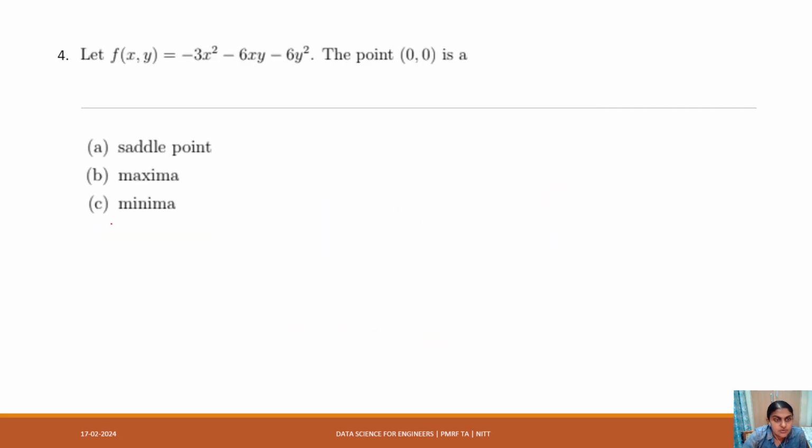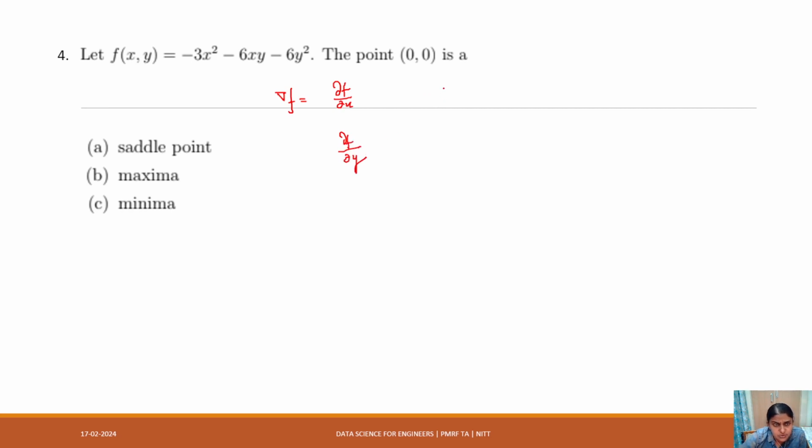Now let f(x, y) = -3x² - 6xy - 6y². The point (0, 0) is what kind of a point? You have to find out. So we'll start solving this one. You have two variables, so you have to find del f first. That means you have to find ∂f/∂x and ∂f/∂y.